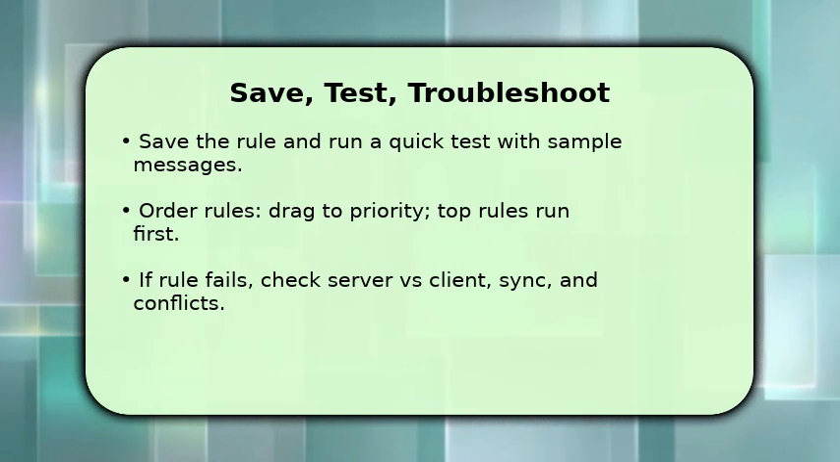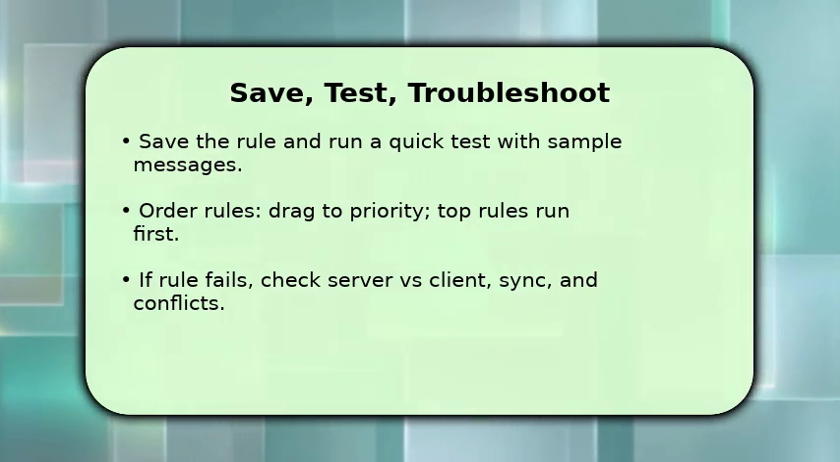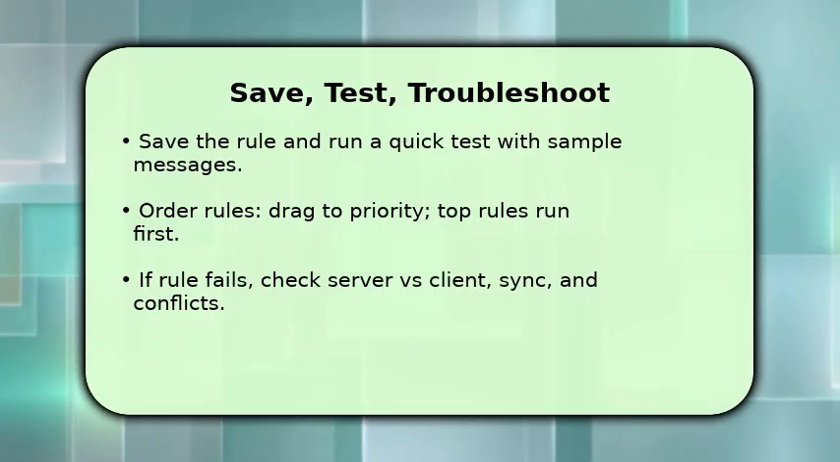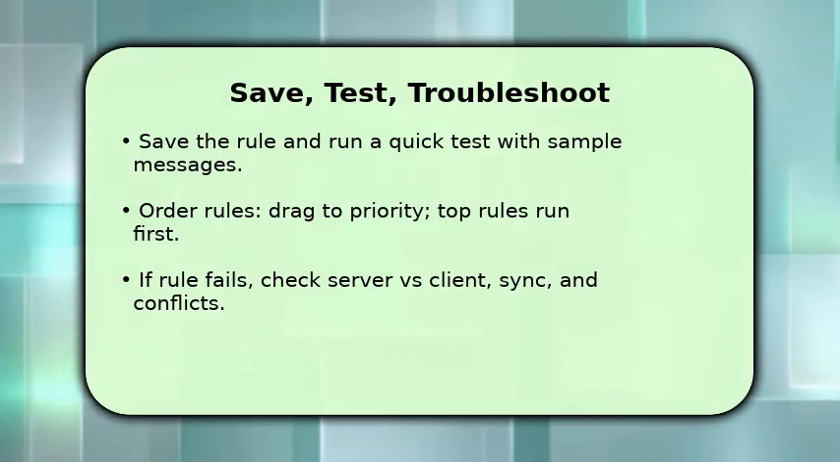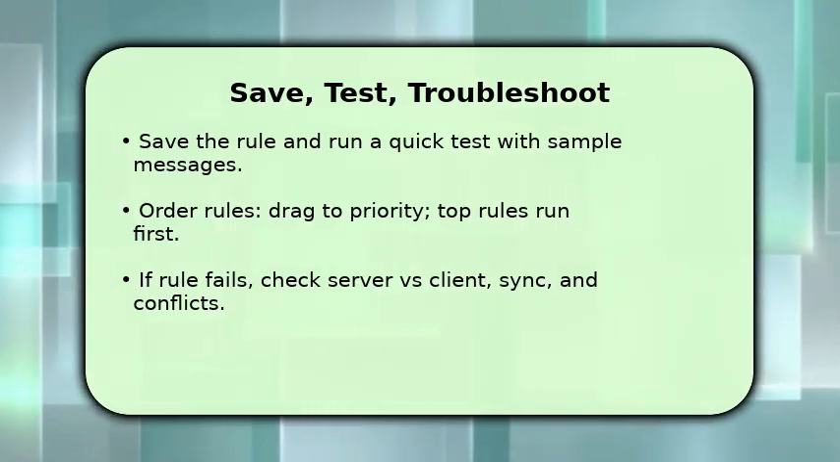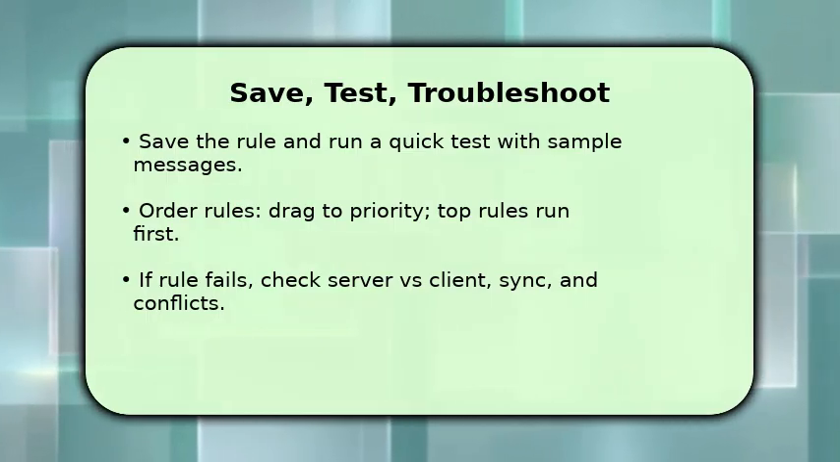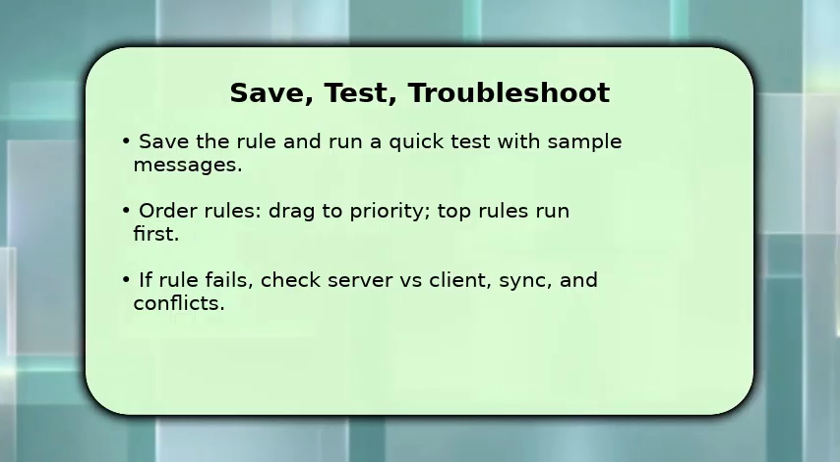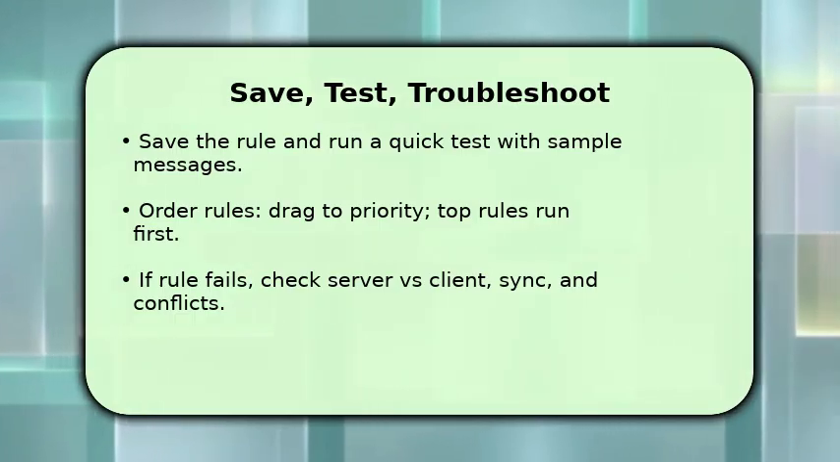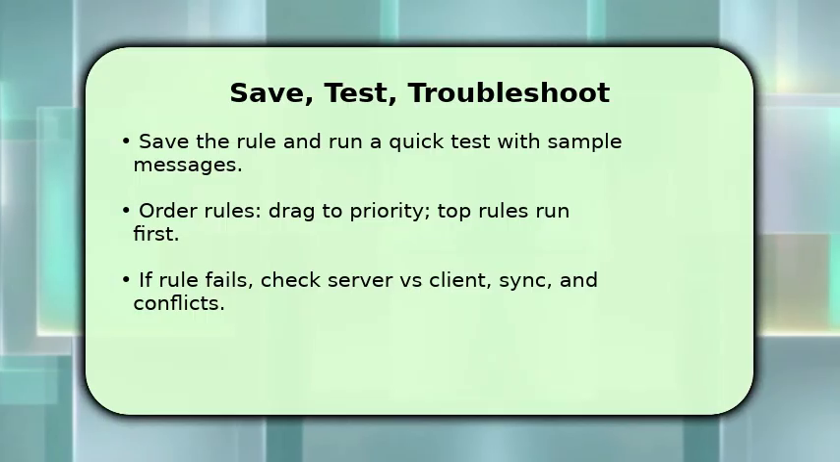Make sure you order rules correctly. Rules at the top run first, so priority matches your intent. If the rule doesn't fire, verify whether it's server-side or client-only. Server rules run even when Outlook is closed. Also check sync status, mailbox type, Exchange vs IMAP, and disable conflicting rules. If needed, recreate the rule step.